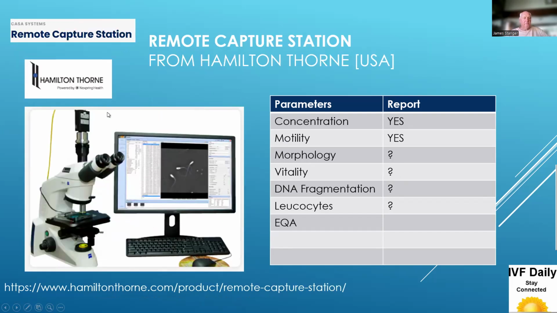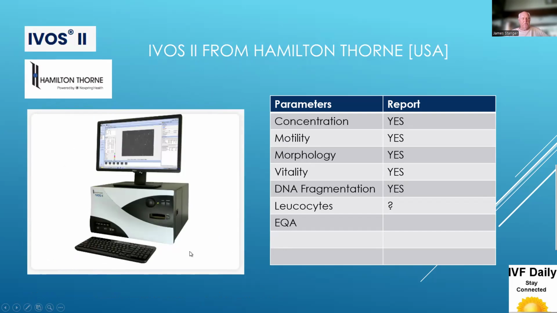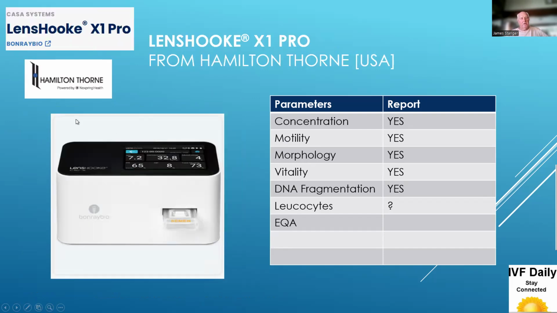This is the original remote capture station for the IVOS. And this was the original IVOS, which is the standard one. I understand it has always been quite expensive, but produces very complicated, very accurate estimates of concentration, motility, and morphology based upon the visual assessment of each sperm head in its number, motility movements, and morphology. And I haven't seen this one, but they also provide a smaller benchtop version called LensHook, which does the same thing, and you may like to explore that as just a cheaper option.